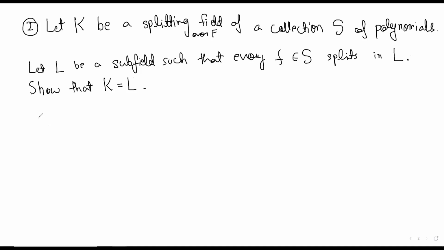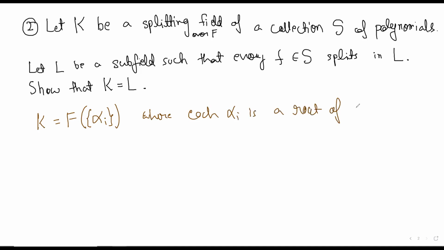So I suppose this again just follows from definitions, right? So K is basically generated over F by these alpha i's, where each alpha i is a root of f for some f in S. By the way, is it clear to you that this is true? Do you feel that this is true? You can feel that, right?